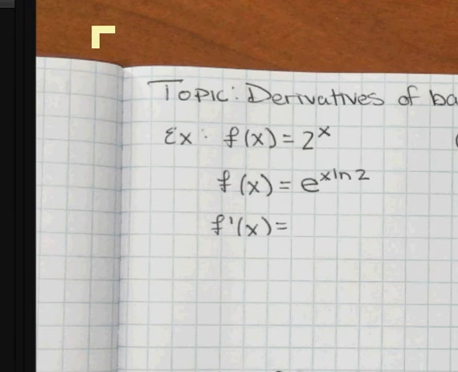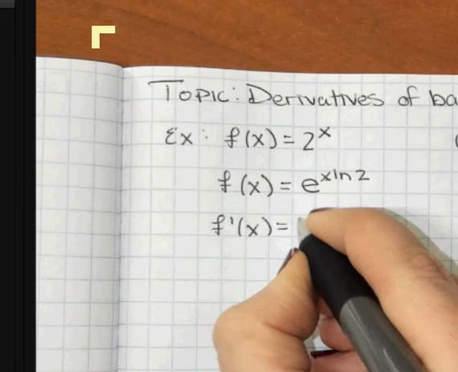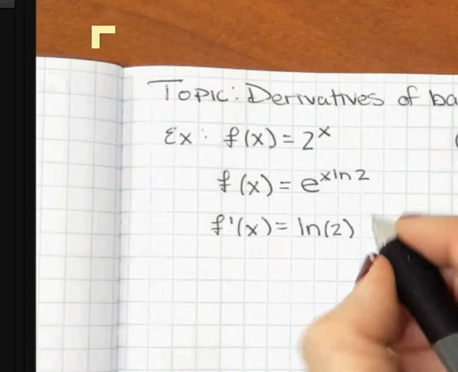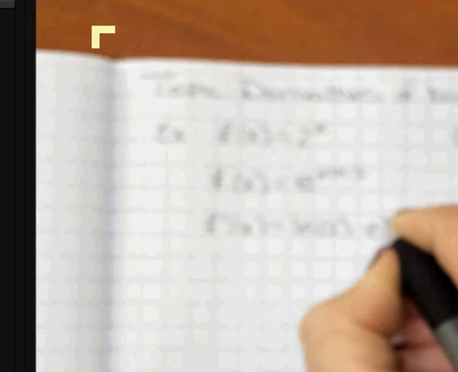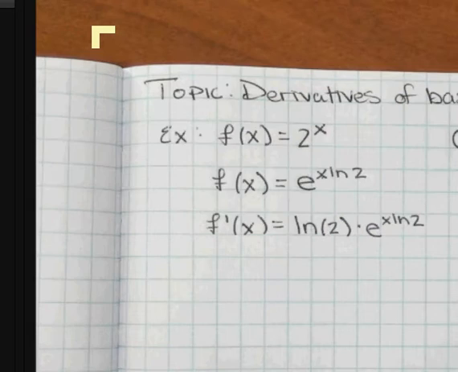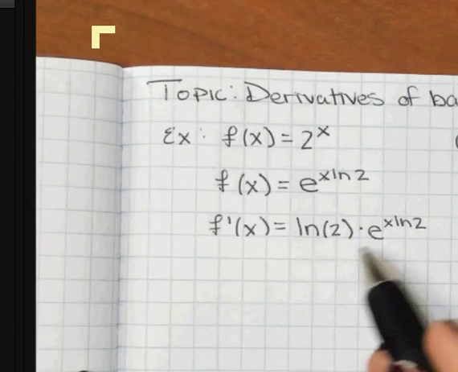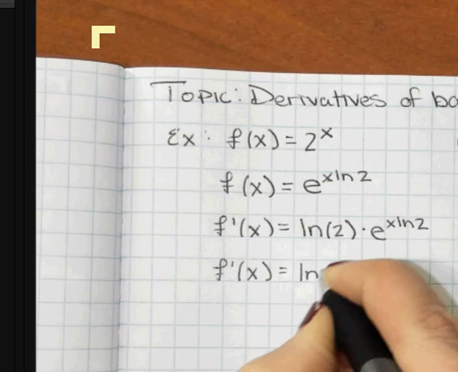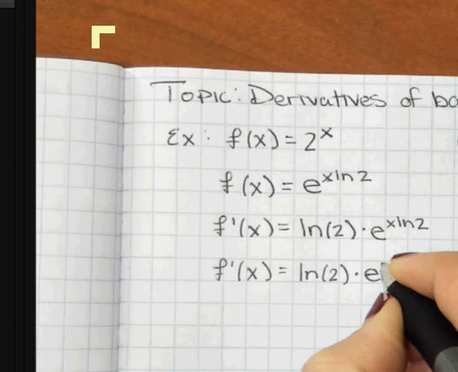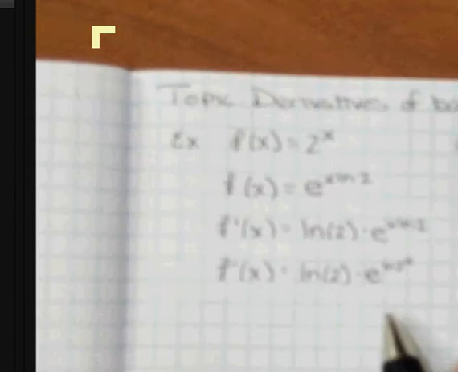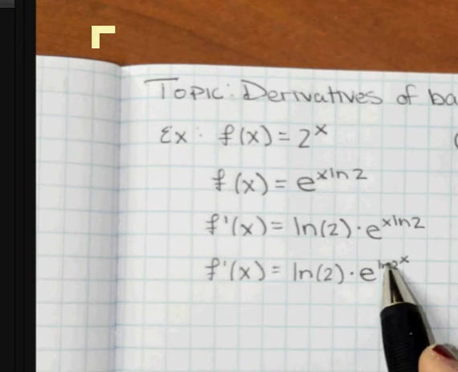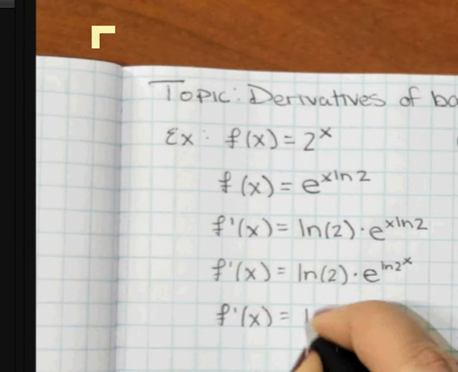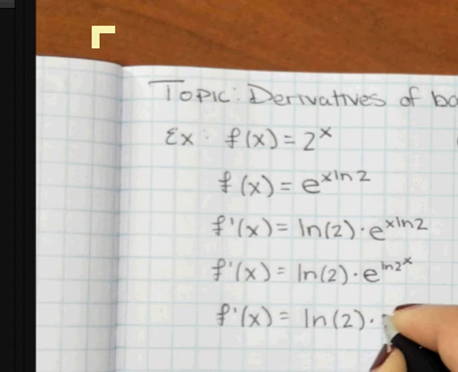Ooh, it's just natural log of 2. Yeah, natural log of 2 is a number. Okay. Times just that original function, right? That is technically the derivative. But if we go backwards, we say f prime of x is equal to natural log of 2 times e to the natural log of 2 to the x. What cancels out here? The natural log and the e. So f prime of x is equal to natural log of 2 times 2 to the x.